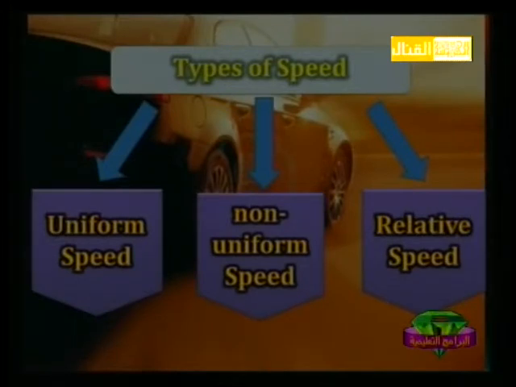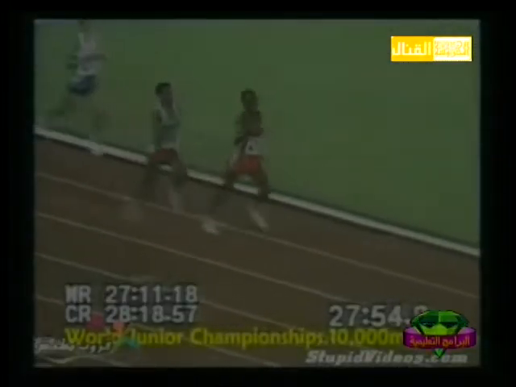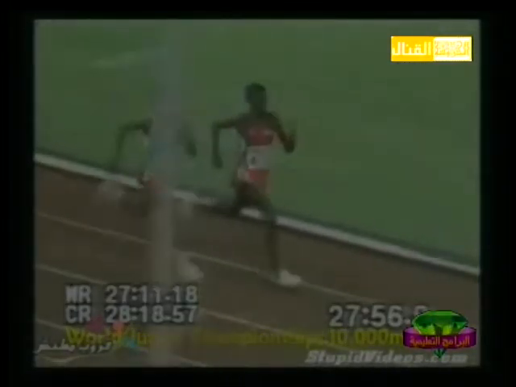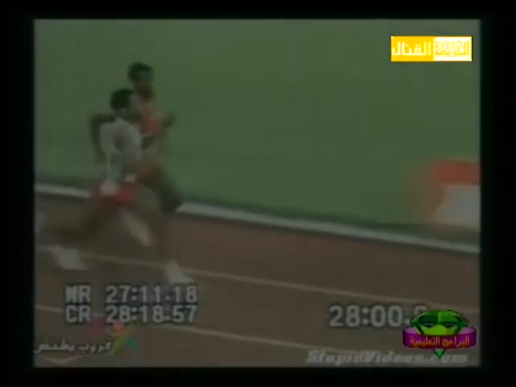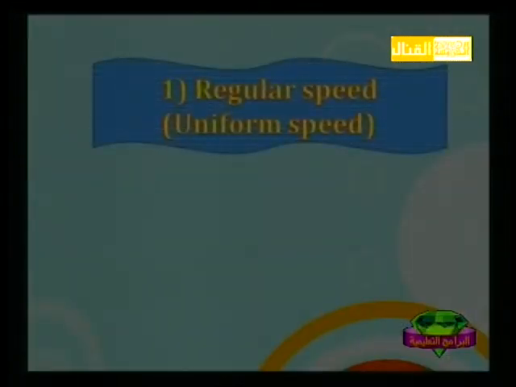Let's see how we can know the difference between all of them. The two runners move beside each other. This means uniform speed. Suddenly, one of them moves fast and faster and faster. So, it's changing its what? It changes speed. So, the first, regular speed. Regular, my students, means uniform.